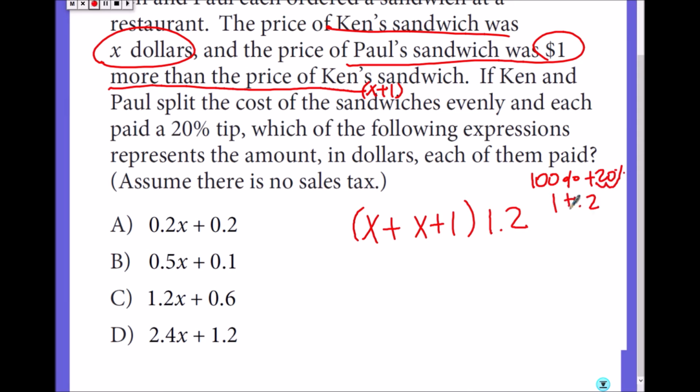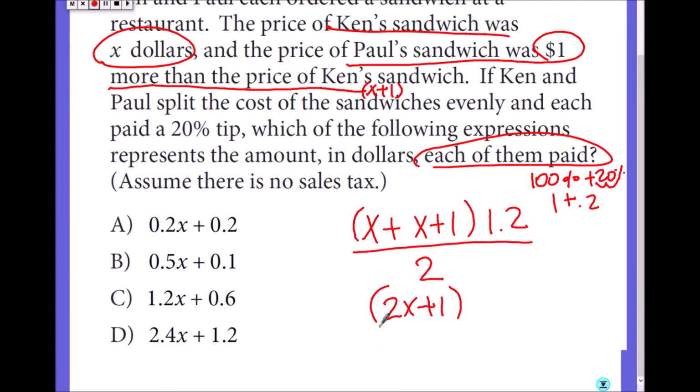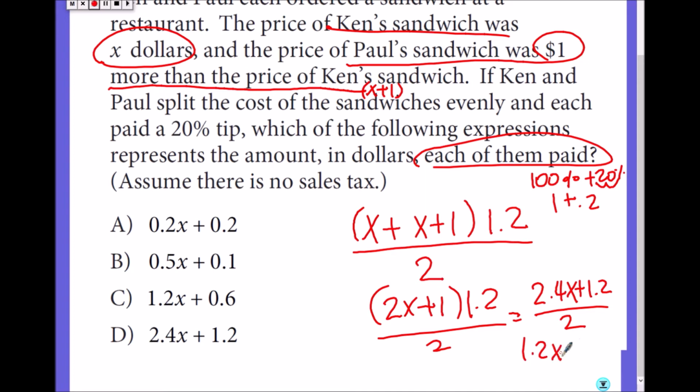So now, what's the question? The question is, which of the following expressions represents the amount in dollars each of them pay? So they need to split it into 2. So you get (2x plus 1) times 1.2 over 2, which is 2.4x plus 1.2 divided by 2. So it is 1.2x plus 0.6. Each of them. So it is C.